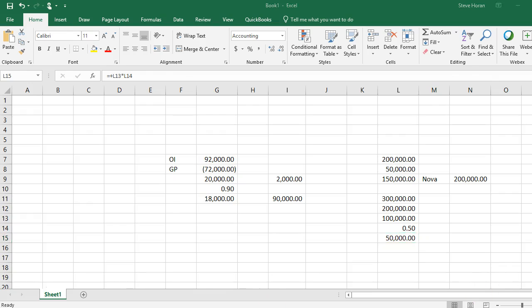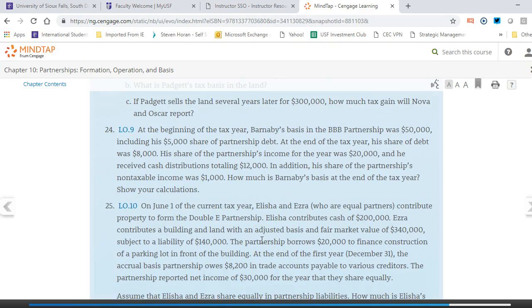Go back to question 24. At the beginning of the year, Barnaby's basis in the Triple B partnership was 50, including a 5,000 share of partnership debt. At the end of the year, his debt was 8. His share of the partnership's income for the year was 20. He received a cash distribution totaling 12. In addition, his share of the partnership's non-taxable income was 1,000. How much is Barnaby's basis at the end of the year?